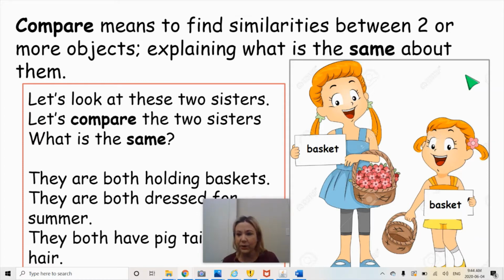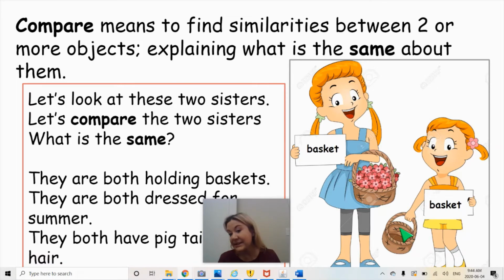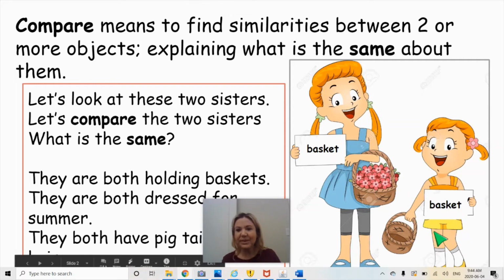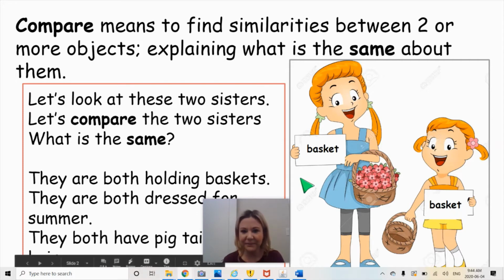Well, we may say they're both holding a basket, right? Both girls are holding a basket. That's the same. They're both dressed for summer. Okay, they're not wearing winter coats. They're wearing nice summery clothes. And they both have reddish hair in pigtails. See that? They have the same hairstyle. And they're both smiling. So those are all things that are the same. Both girls have baskets, have their hair in pigtails, are dressed for summer, okay, and they're smiling.